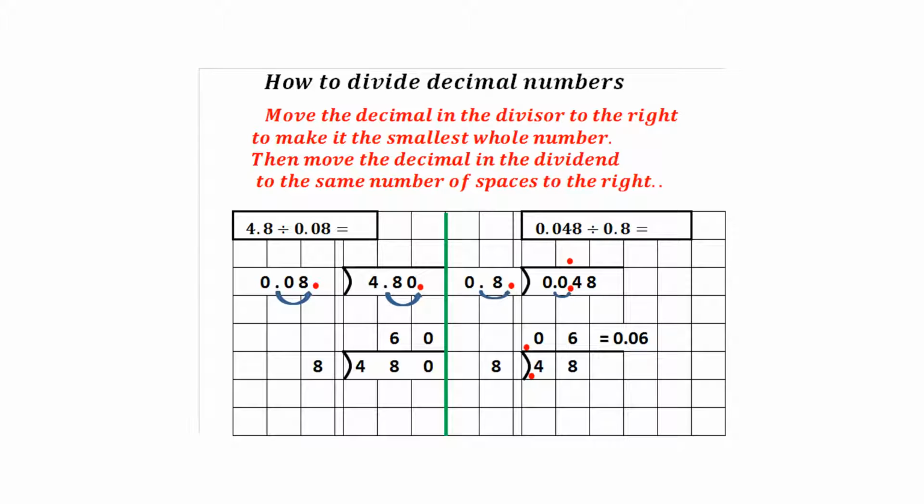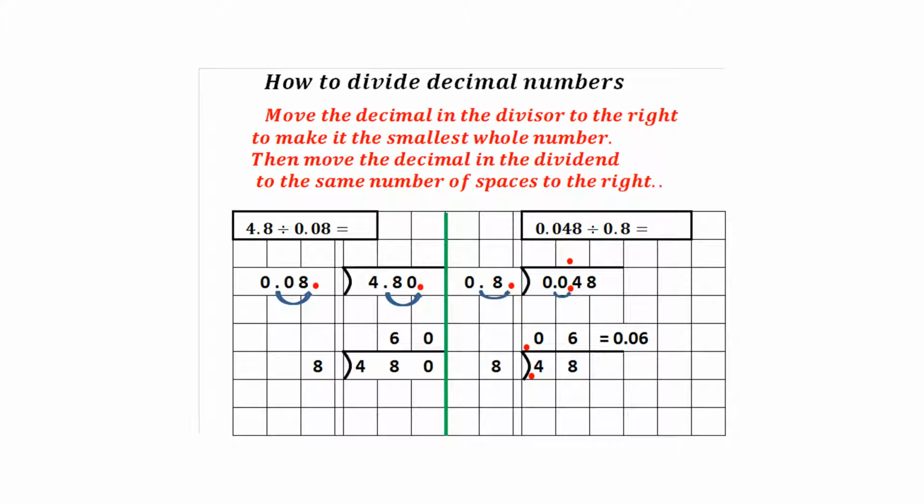How to divide decimal numbers. Now, before we do this, we have to go back, way back. How did we learn our multiplication tables? We were using integers. So what we could do when we divide, we want to divide by integers. So the rules are we move the decimal in the divisor to the right to make it the smallest whole number, then move the decimal in the dividend, that's what we're going into, the same number of spaces to the right. So if we look down below to the left, I have 4.8 divided by 0.08.